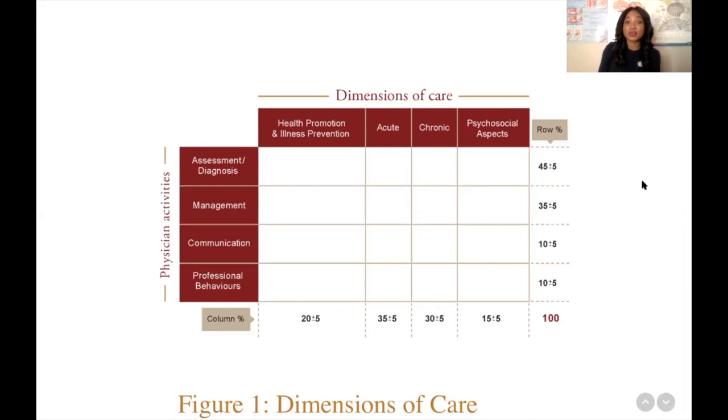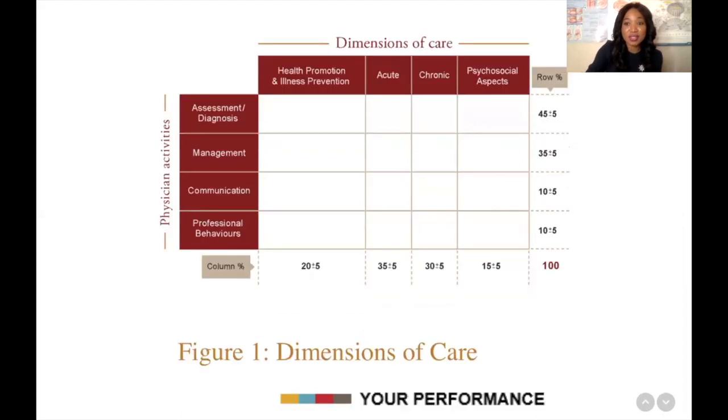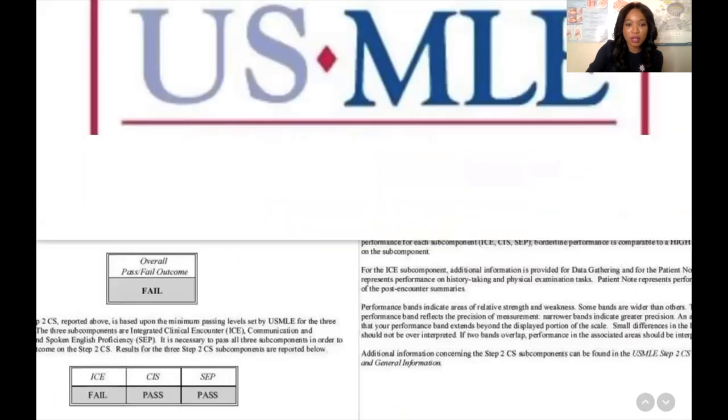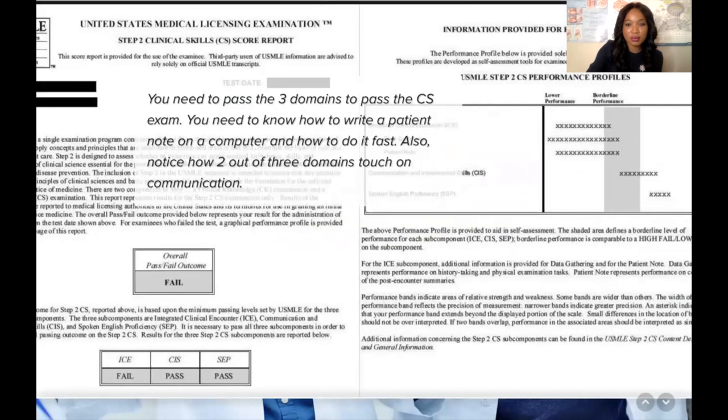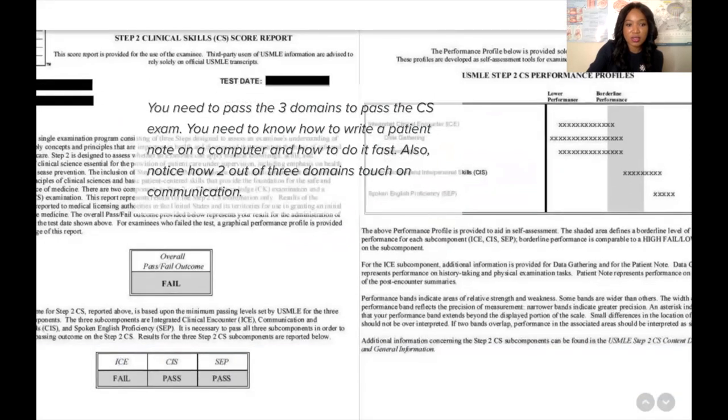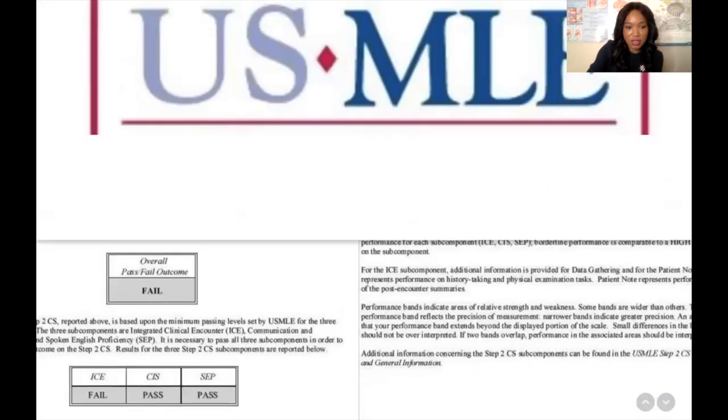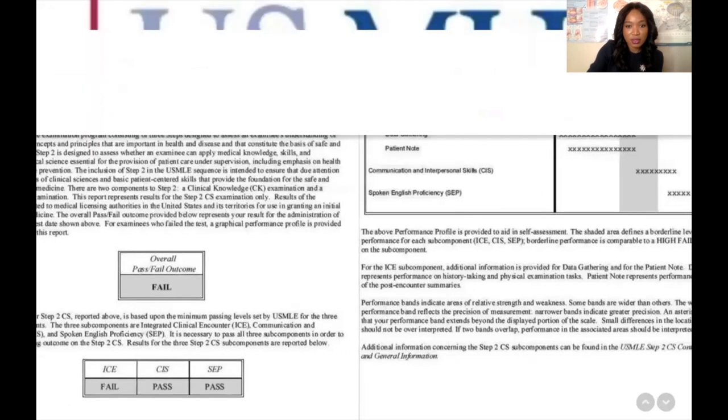Ah, okay. All right, so let's move on to the step 2 CS. This is the step 2 CS. Now, there are three bands just as well. So we've looked at the UK exam. We looked at the Canadian exam. Now we're looking at the US exam. Let's look at the left bottom corner. It says ICE, CIS, and SCP. Now, the ICE stands for Integrated Clinical Encounter, right?